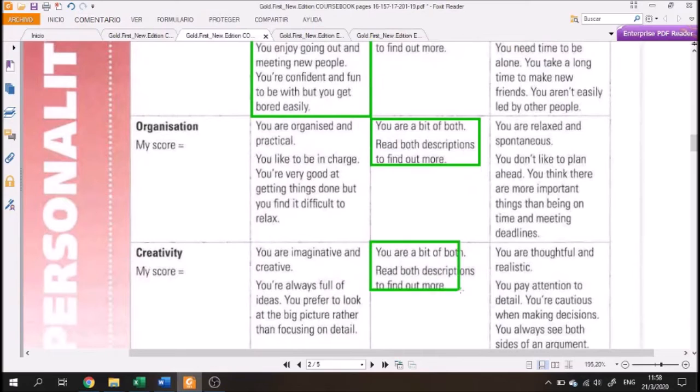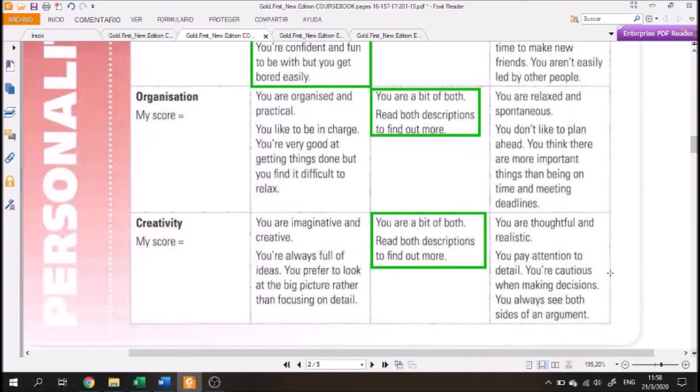Yeah. Again, you're a bit of both. You are imaginative and creative. You're always full of ideas. You prefer to look at the big picture rather than focusing on detail. And also, you are thoughtful and realistic. I think so. You pay attention to detail, yes. You're cautious when making decisions. You always see both sides of the argument. I think I feel more identified with this one. Yeah. Definitely. And you?